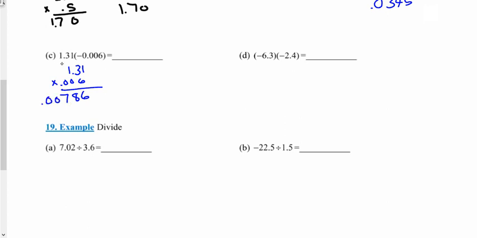There's my decimal. I notice I only have one of these numbers negative, so a positive times a negative is a negative, and it'll be 0.00786. Okay.